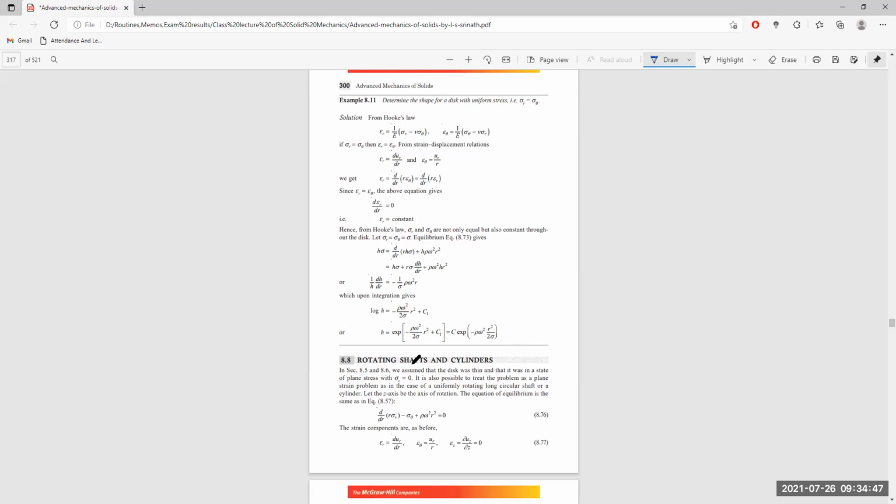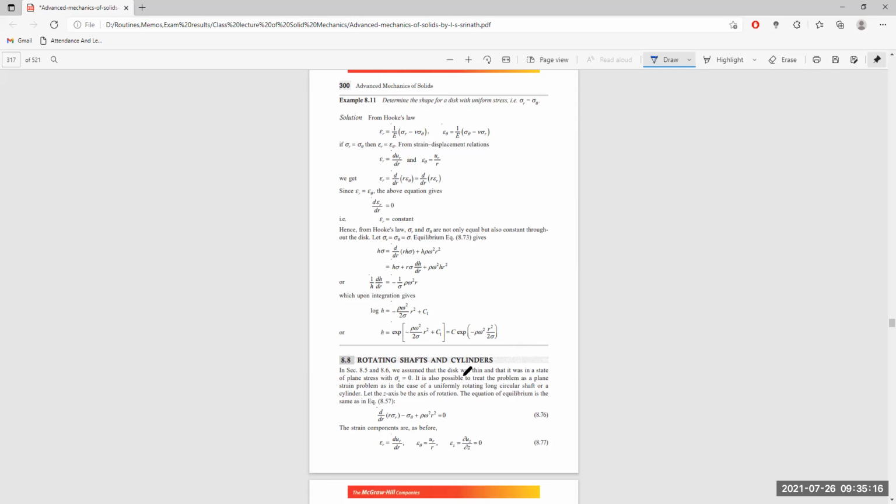In section 8.5, we found the stresses due to gravitational force, and in 8.6 we calculated the rotating disks of uniform thickness, which has a certain inner hole, it is not solid. We assumed that the disk was thin and in a state of plane stress, with the longitudinal stress equal to 0.